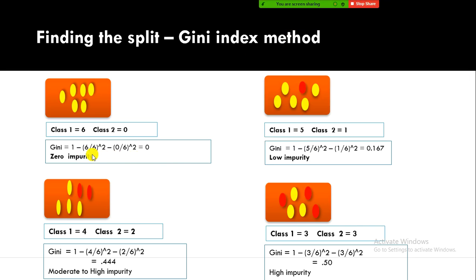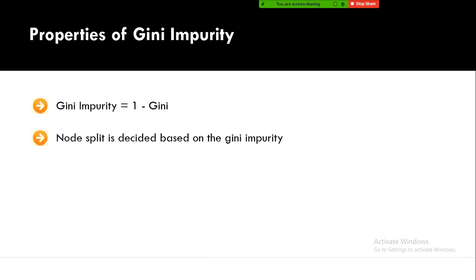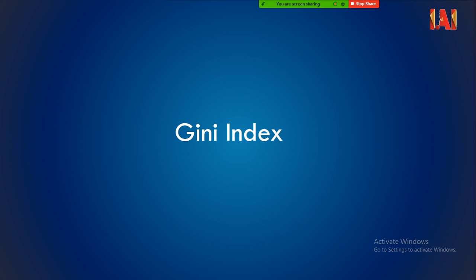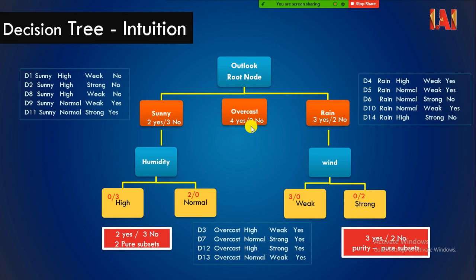So here 6 by 6 is 1, squared is 1, and 0 divided by anything is 0, and 1 minus 1 is 0. So this node is a pure node, with 0 impurity. This node does not have any impurity, which means it is a pure node. So that is what I discussed here. The overcast is a pure node.